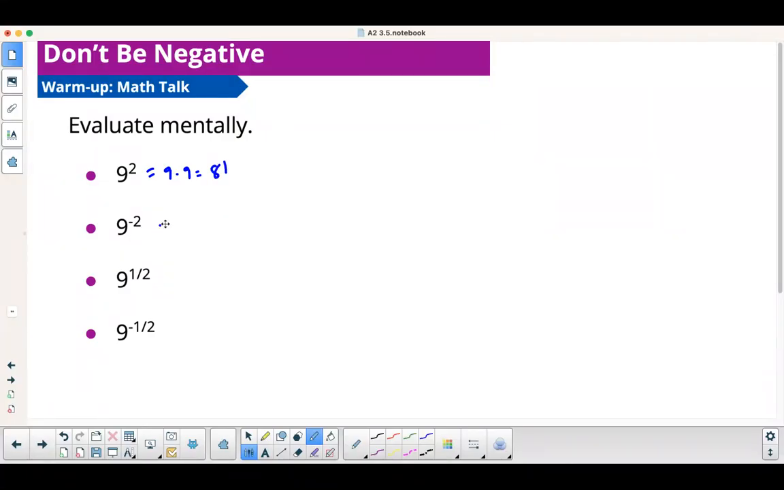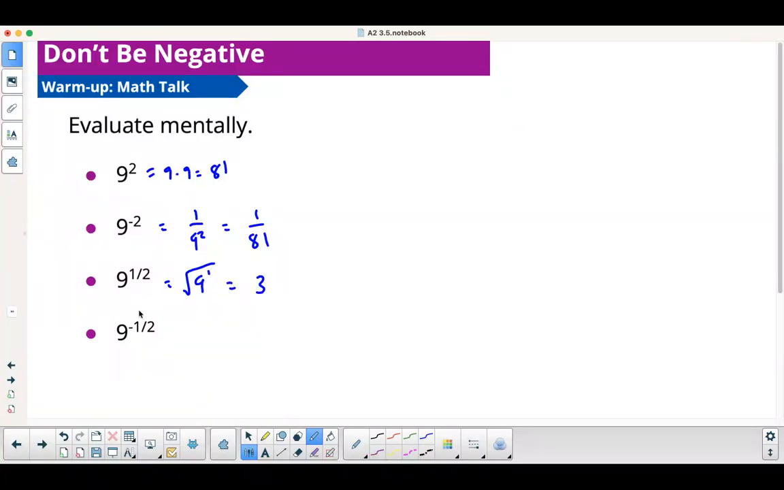9 to the negative 2. So negative exponent flips it to the denominator, so it's 1 over 9 squared, which would be 1 over 81. 9 to the 1/2. So remember, the top number is power, bottom number is root. So it's 9 to the first under the square root, and I don't need to write the 2 in there. So square root of 9 is just 3.